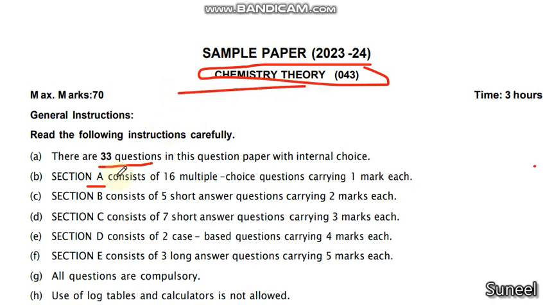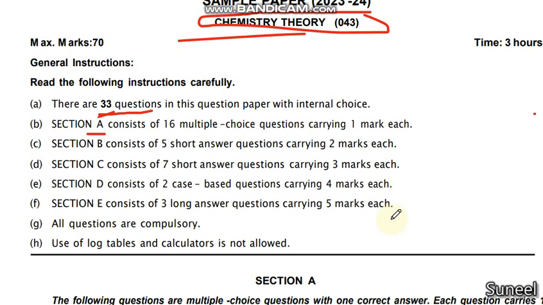Today I'll discuss the design of the chemistry question paper and how to solve it in a proper and effective way. The question paper consists of overall 33 questions divided in 5 sections, that is from A to E. All the questions are compulsory. There is no overall choice, but an internal choice is provided in different sections.